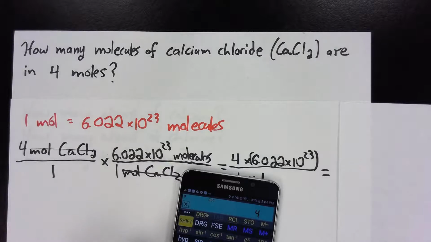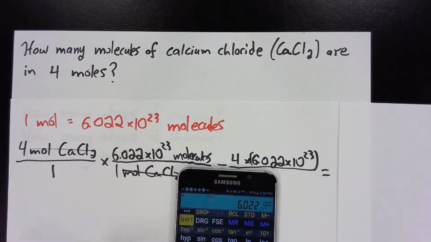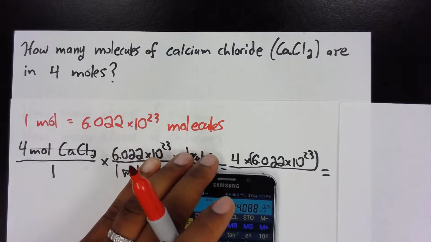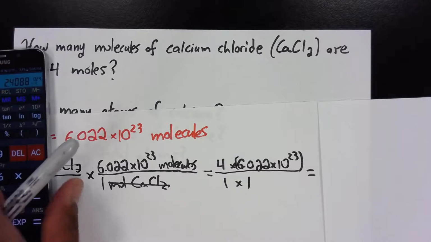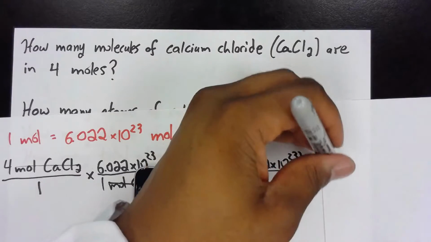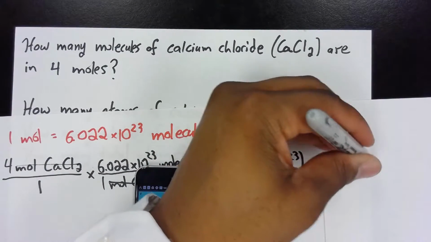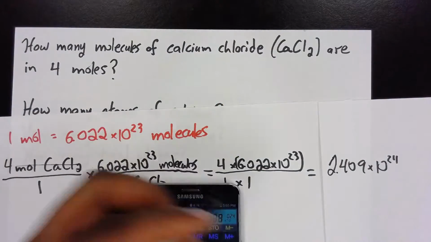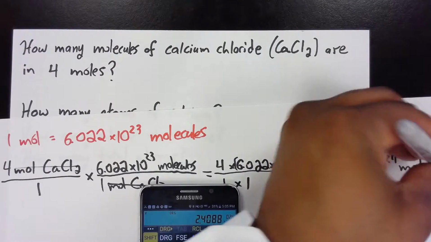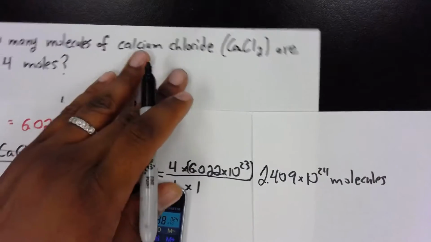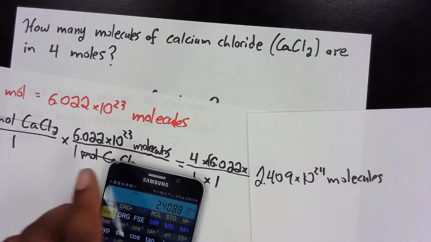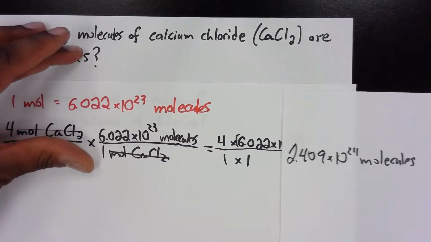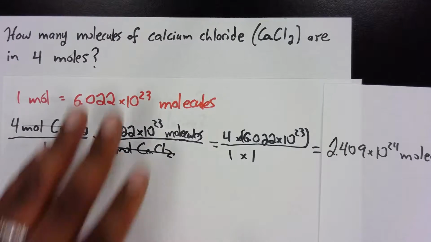Let's see, 4 times, open parentheses, 6.022 times 10 to the 23rd, close parentheses, equals 2.409 times 10 to the 24th. I'm rounding. Let me put that over there so we can see it. There it is. 2.409 times 10 to the 24th molecules. And there is our answer. How many molecules of calcium chloride are in 4 moles? Well, the answer is 2.409 times 10 to the 24th molecules, but we are not done just yet.